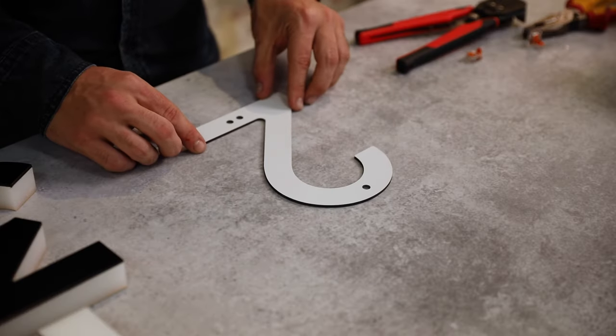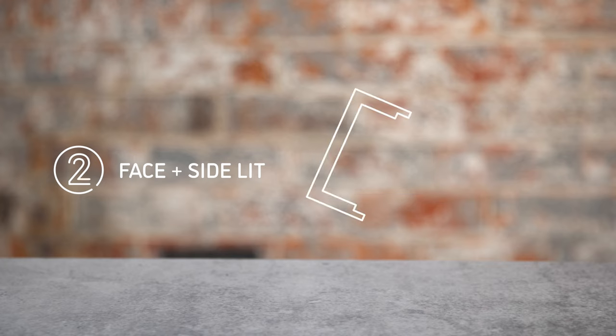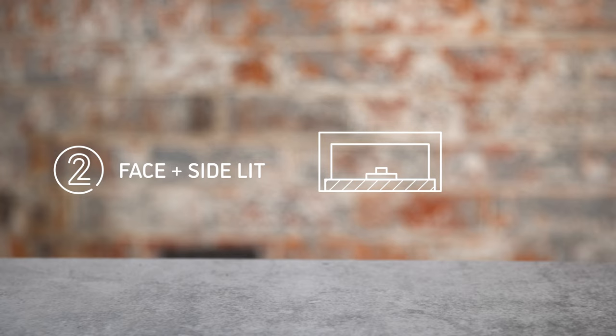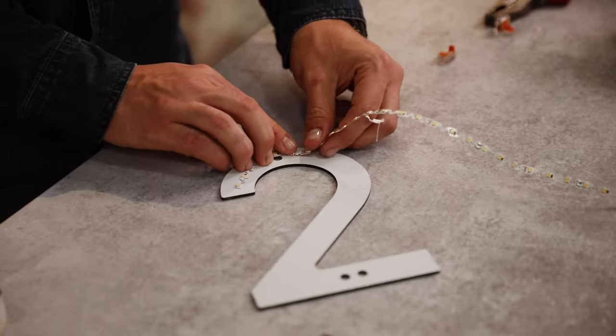Number two is face and side lit. In this example, we flip the treatment of the elements, leaving the larger part clear opal and applying blockout treatment to the clip-in back.